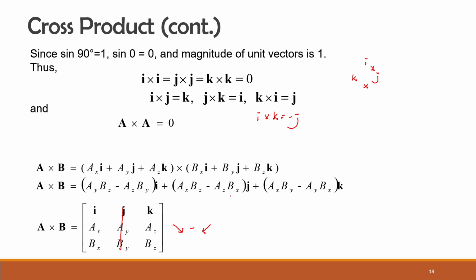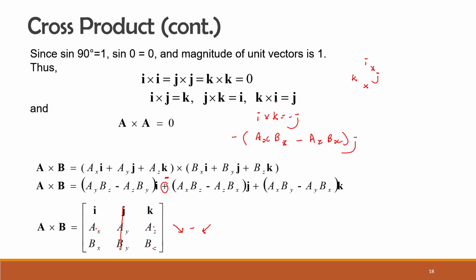That's why for component J, if you take AX multiply BZ, you have to put a negative outside: AX multiply BZ, minus AZ multiply BX. So this one is negative, because I cross K is negative J.